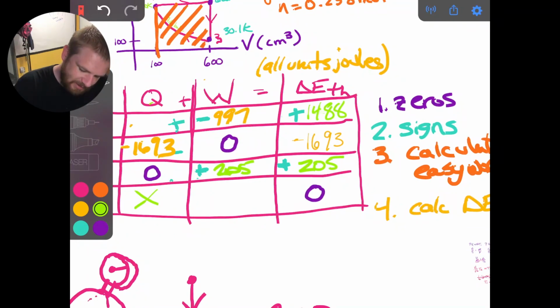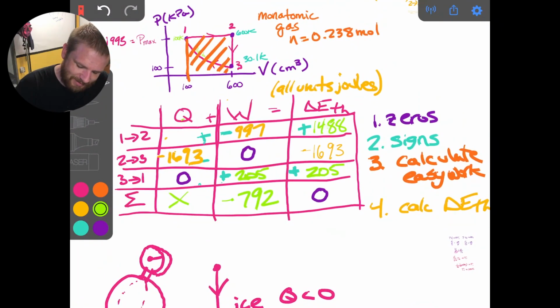We conclude. So now we can find out what the net work done by the gas, or the net negative work, is around the whole cycle. So that's going to be 997 minus 205. So it's going to be minus 792 joules is the net work done on the gas during a cycle, or you get roughly 800 joules more out of the process than you put into it.